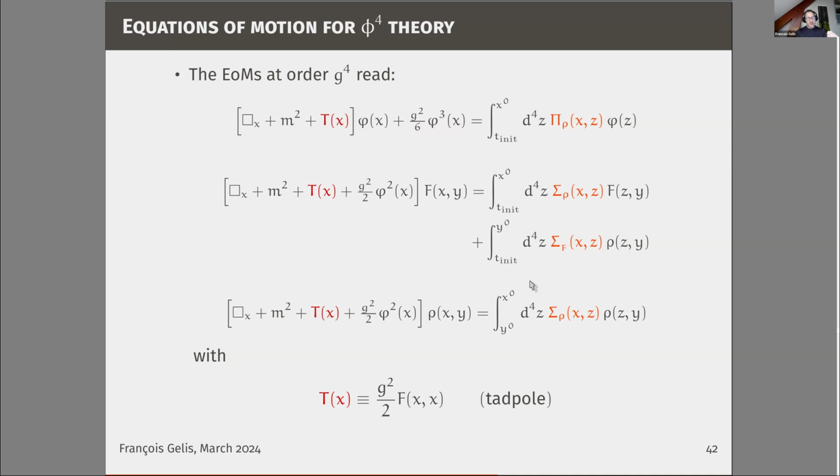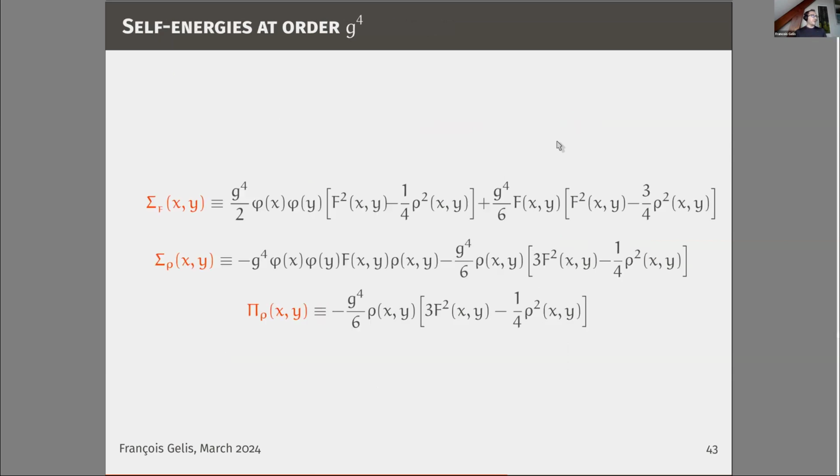It's that they have these memory integrals, and therefore they remember, at least to some extent, all the past history of the system. Of course, they are causal. They don't depend on times larger than x0 if you're looking at the evolution in x0. But they can depend on all the past history of the system. And at the order where we truncated the phi functional, we have these explicit formulas for the self-energies that appear in this equation. So here it's written in coordinate space. And one thing I want to mention is that out of these self-energies, sigma F is UV finite, and sigma rho and pi rho contain UV divergences.